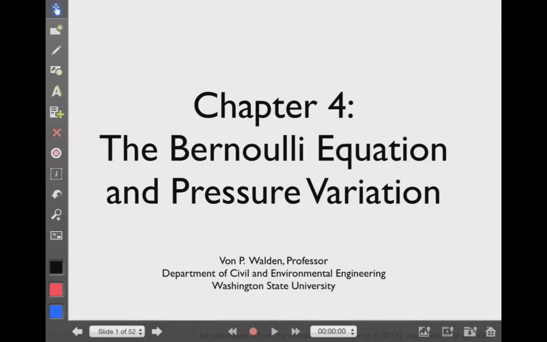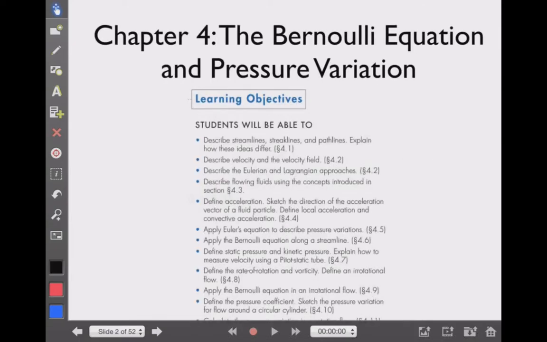Okay, we're back with Chapter 4, the Bernoulli equation and pressure variation. And today we're going to describe velocity and velocity field. This is very important because this is going to lead us to describing what we mean by the Lagrangian and Eulerian approaches to describing fluid flow, fluid dynamics.